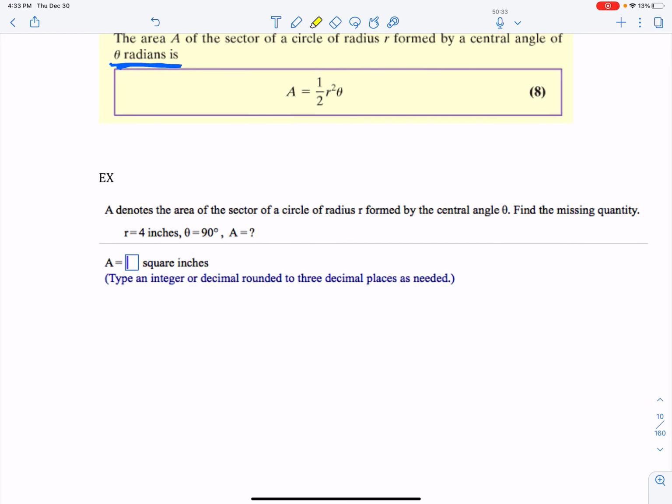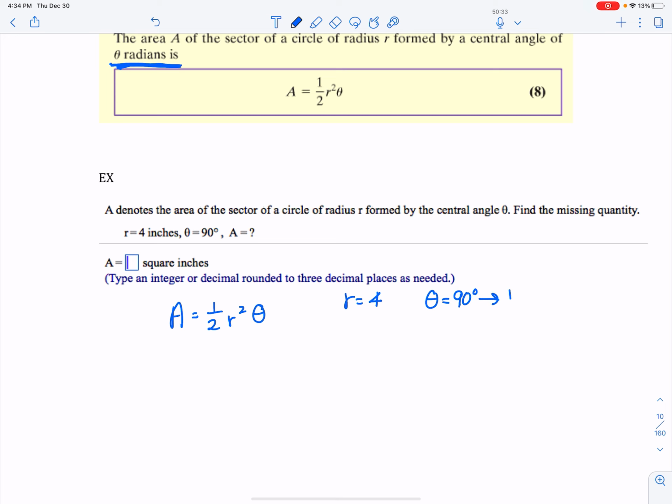A denotes the area of the sector of a circle of radius r formed by the central angle theta. Find the missing quantity. The radius is 4 inches, theta equals 90 degrees. What is the area? So we're going to use the formula: area equals 1/2 r squared theta. We know that r equals 4 because they tell us in the problem, and that theta equals 90 degrees.